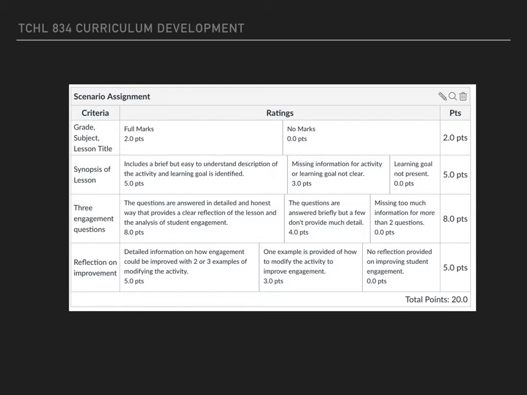And then on the reflection and improvement of the lesson, I really want to see 2 or 3 examples of how you'd modify the activity to improve engagement. Maybe utilizing a different tool, maybe utilizing a different strategy that you've read about in the textbook. So how do you see improving on that lesson?